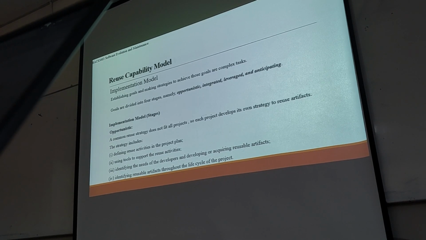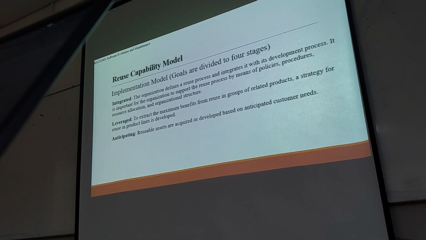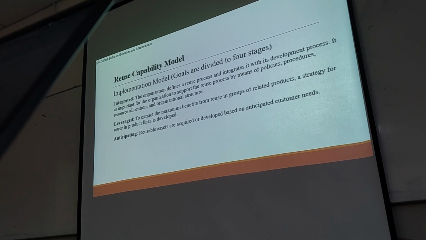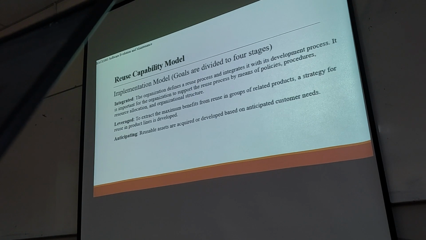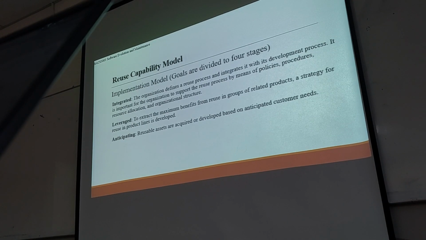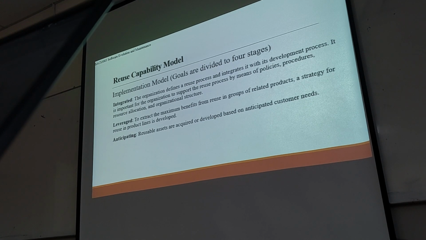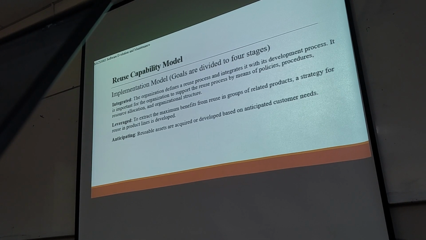So this is the opportunity stage. The second stage is integrate. This one is more on the process side: how are we going to define a reuse process and integrate it into the development process? Leverage means to try to get the maximum benefit from reuse for the related product, so you should use a certain strategy there. Anticipate means acquire the reusable asset and develop the asset based on the customer needs. So these are the four goals.